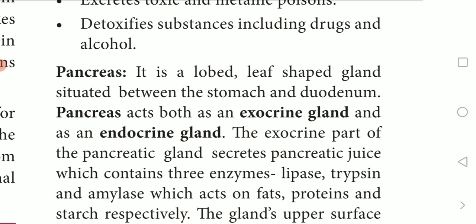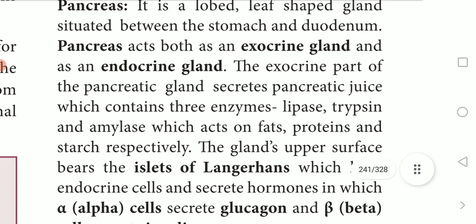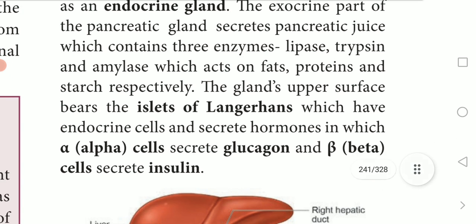It also produces heparin, which is used for anticoagulation, stopping of blood clotting when we get hurt. During that time, heparin is used. They may ask you a one-word answer: detoxification. The liver detoxifies extremely toxic and metabolic poisons, including drugs and alcohol.